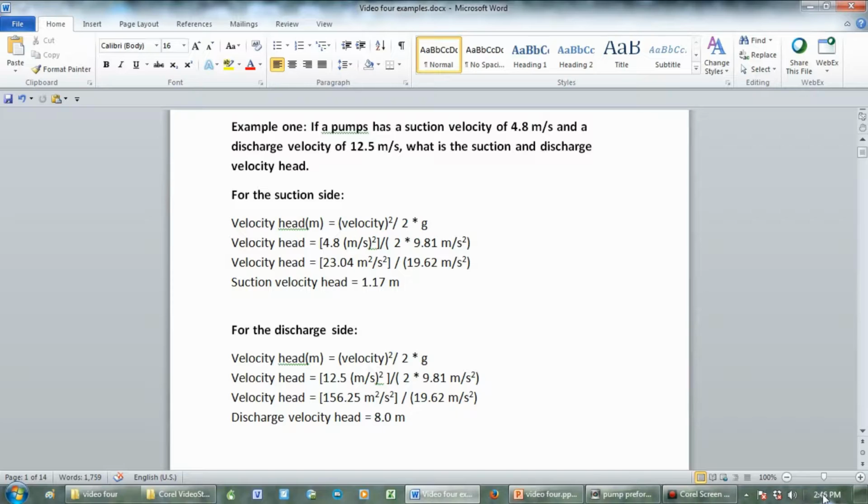For the discharge side of the pump, velocity head equals the velocity squared divided by 2 times g. Velocity head equals 12.5 meters per second squared divided by 2 times 9.81 meters per second squared. Velocity head equals 8.0 meters.